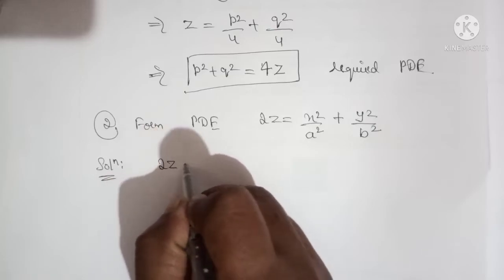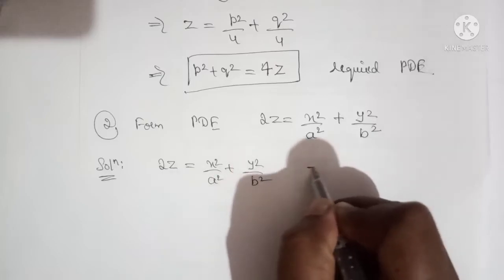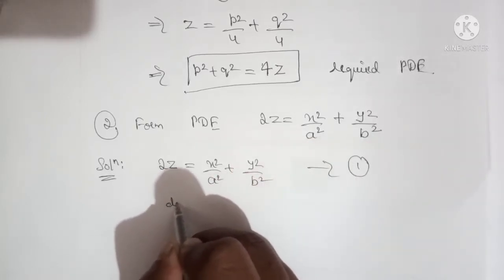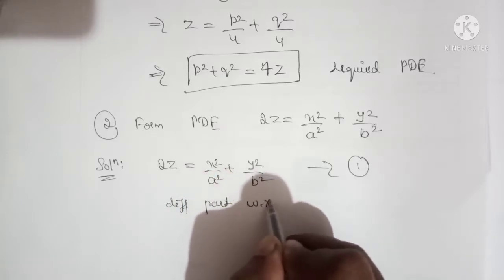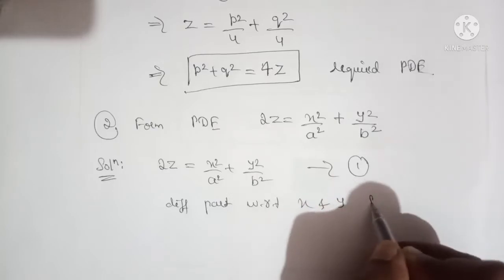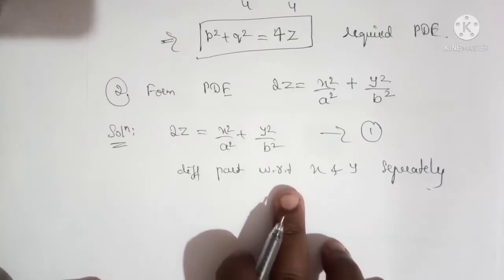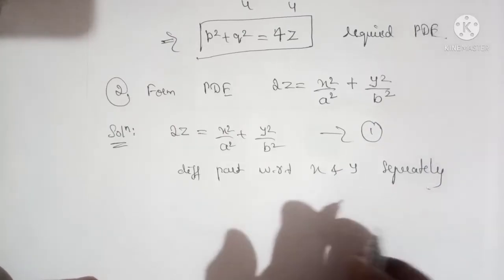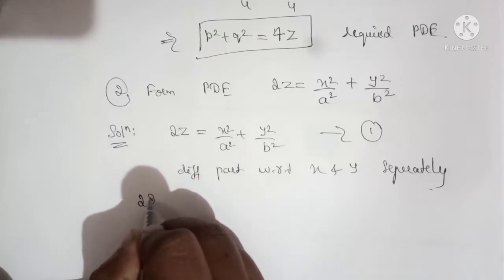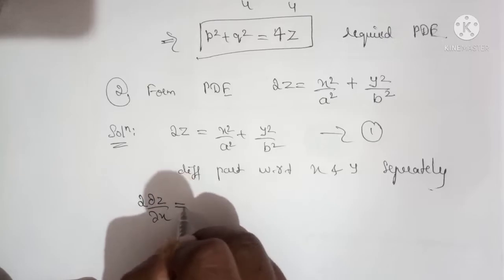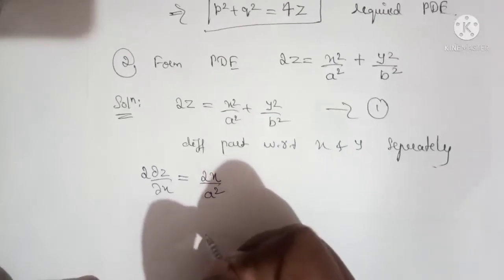First let us consider 2z is equal to x square divided by a square plus y square divided by b square, equation 1. Differentiating partially with respect to x and y separately. Here we write x and y separately, or you can write with respect to x first then y. Now 2z differentiation is 2 dou z divided by dou x equals x square differentiation, which is 2x divided by a square, a being constant as it is.